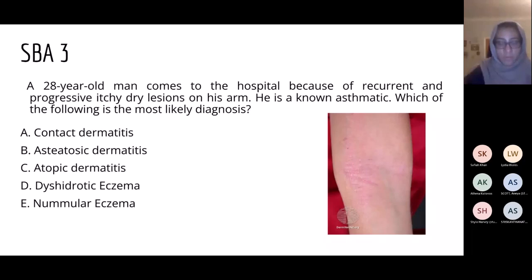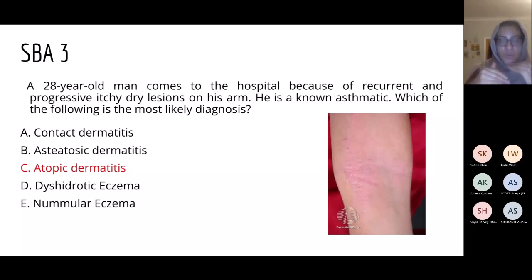So what we're referring to is atopic dermatitis. Just to mention, eczema or dermatitis basically mean the same thing. It is an umbrella term describing a group of inflammatory conditions, and you get different types of eczema or dermatitis. Atopic dermatitis is the most common, and it's what the public will typically refer to as just your bog standard eczema.